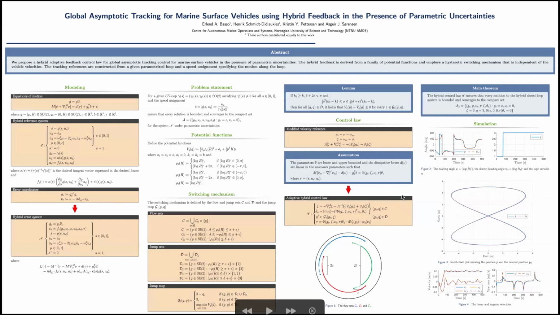Here, capital phi is a regressor matrix, var phi is a strictly passive function representing a derivative action, and dv sub q is the proportional action. The main theorem shows that the problem statement is solved.